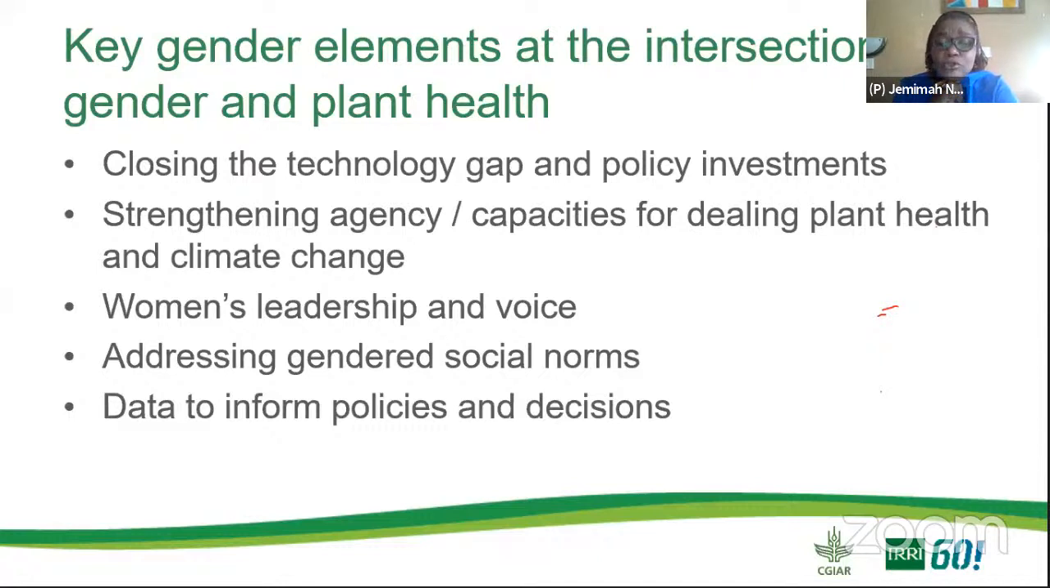And finally, data to inform policies and decisions. I think other speakers have talked about the need for research and evidence. There's some efforts here to increase the collection of sex disaggregated data. IFPRI has developed the Women's Empowerment in Agriculture Index. It is now being changed to enable it to collect data at national level as part of the 20 by 30 initiative, and we are hoping that that starts getting rolled out across countries.